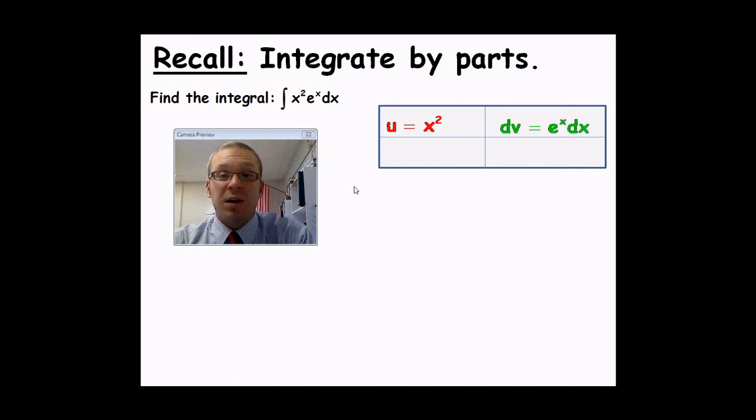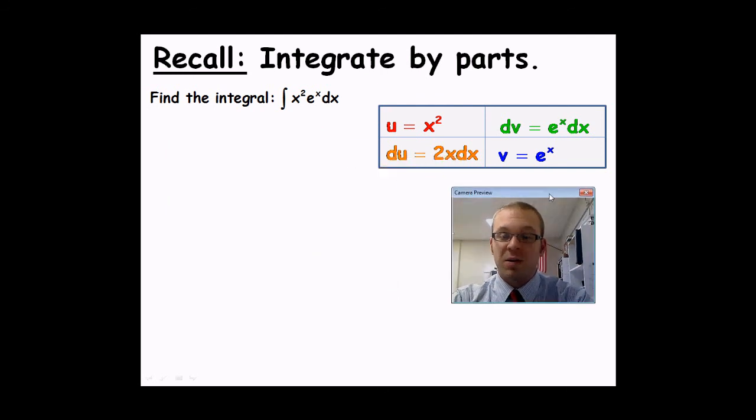Then du has to equal 2x dx; all I did was take the derivative of x squared to get 2x. Then I took the integral of dv equals e to the x dx. What's the integral of e to the x dx? It's precisely e to the x. We did all of that yesterday, and then it's a straight application of our formula.